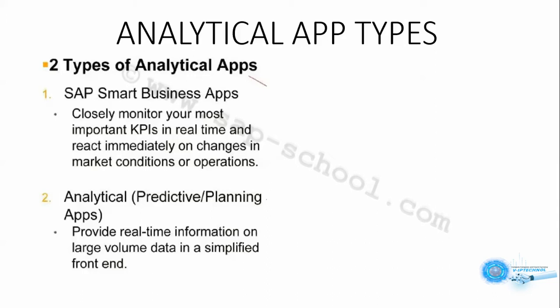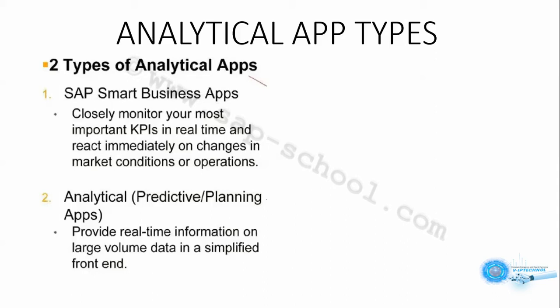So basically my smart business apps will provide us the ability to closely monitor our KPIs. It's good to note that the smart business apps are indeed analytical apps. So we can think of them as enhanced analytical apps that offer us real-time KPI data. And when you drill down, you do so into an analytical app.